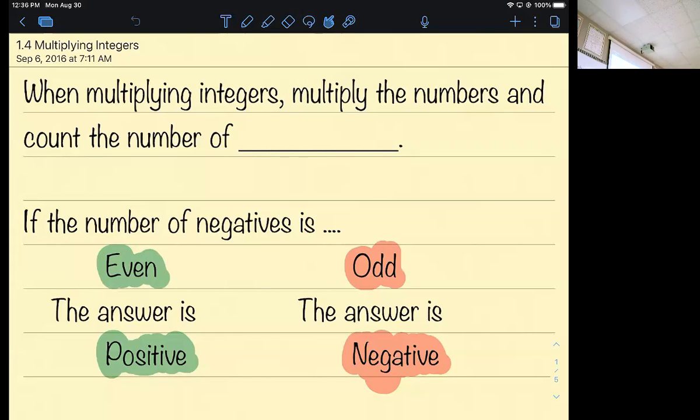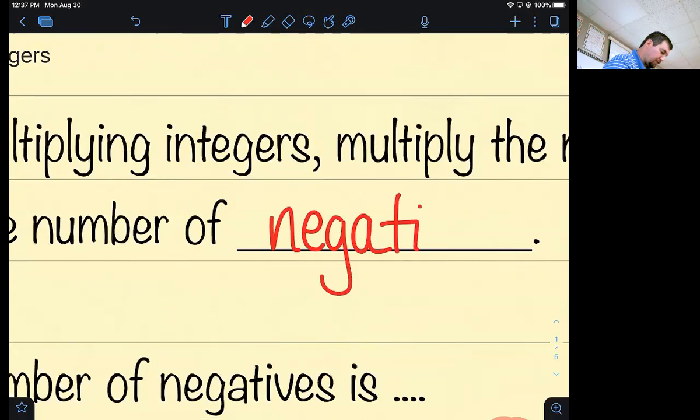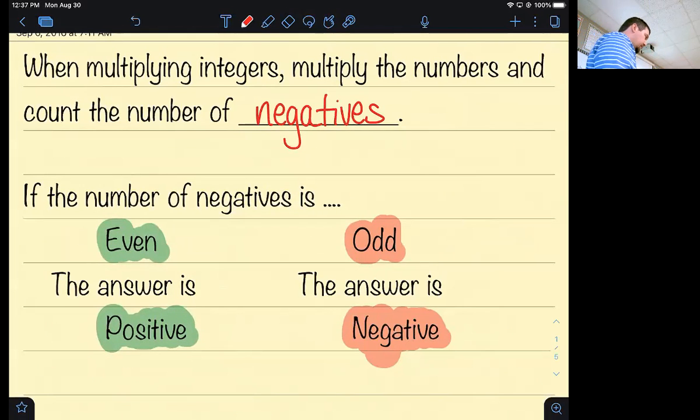All right, so this is section 1.4, multiplying integers. And this is why I think the rules are so much easier. When multiplying integers, multiply the numbers like normal, and then count the number of negatives. That's your first blank. Count the number of negatives. Here's why we're going to count them.